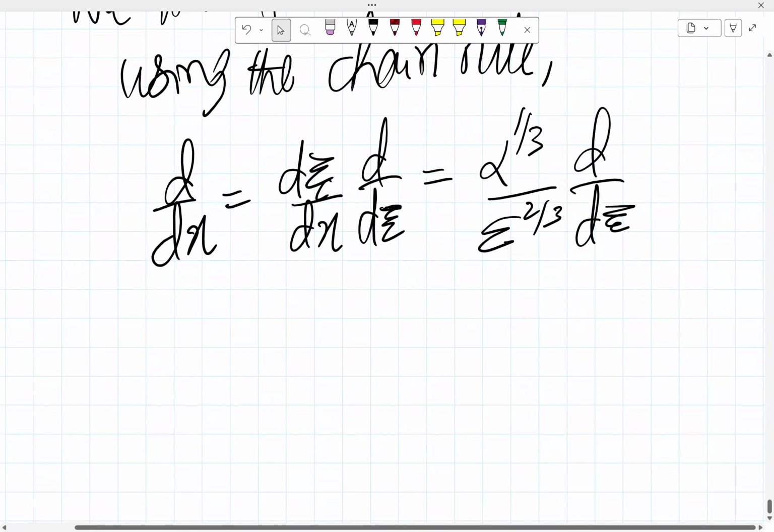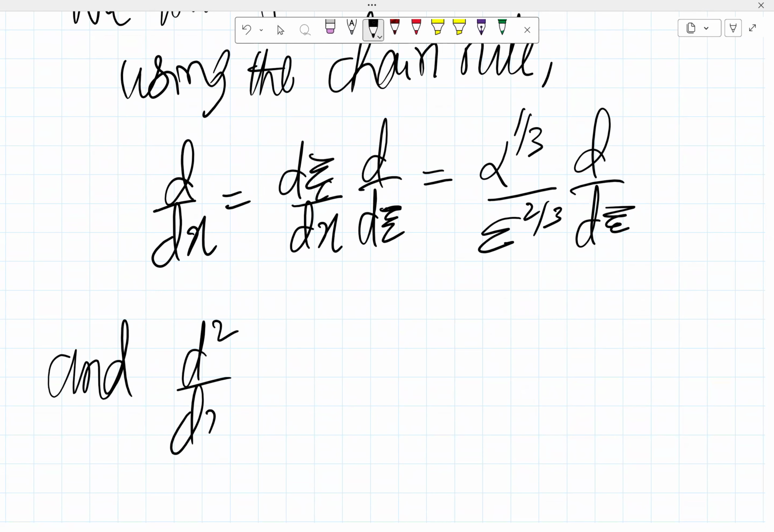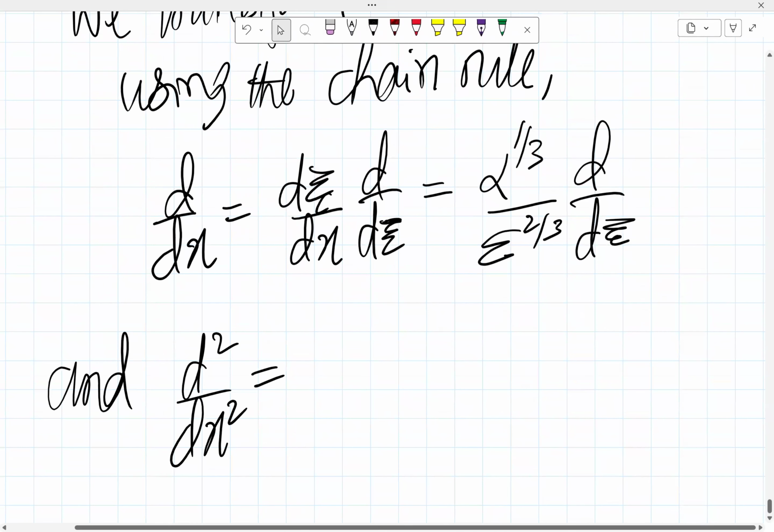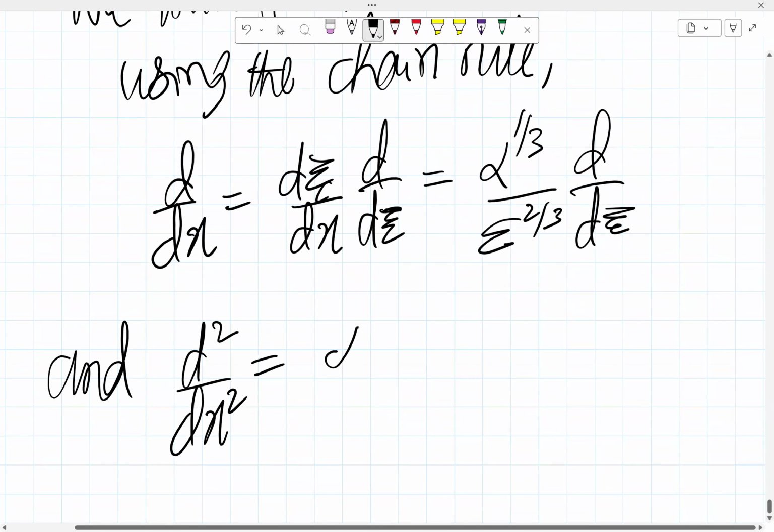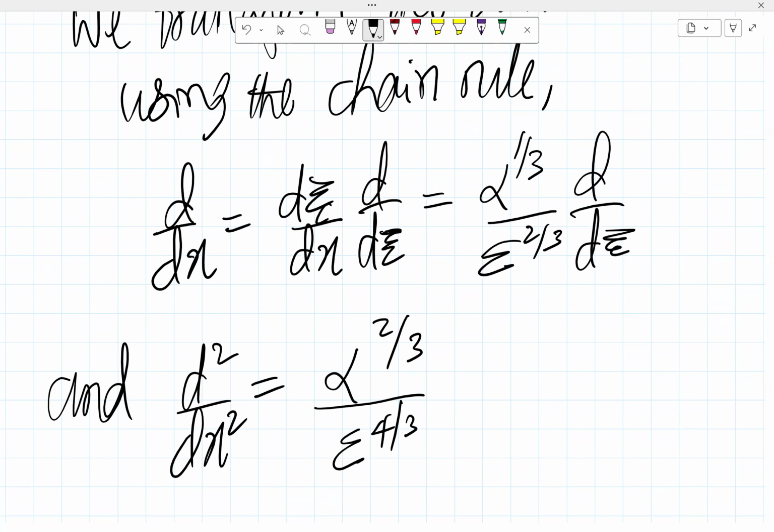Okay, so we have that first of all, and d squared, the x squared will just have to be, we differentiate again, d squared, the x squared will now have to be alpha raised by 2 over 3 all over epsilon raised by 4 over 3 d squared d psi squared, like that.